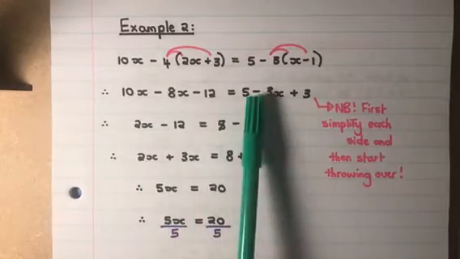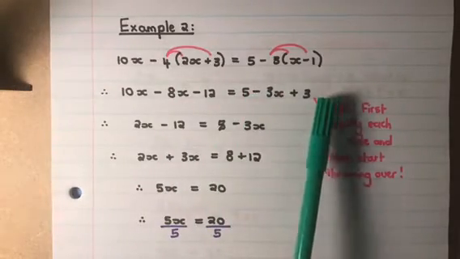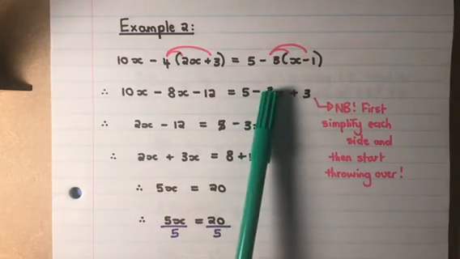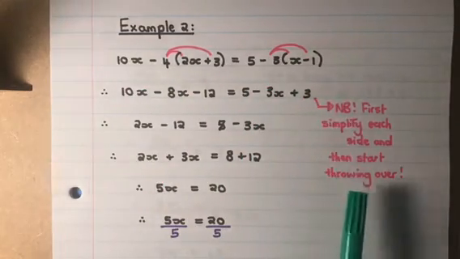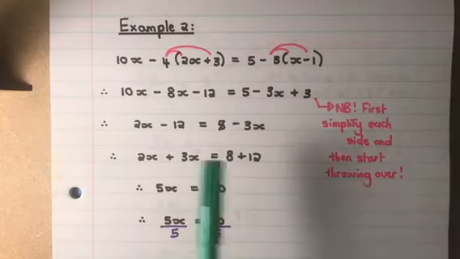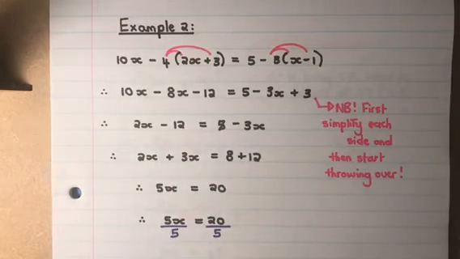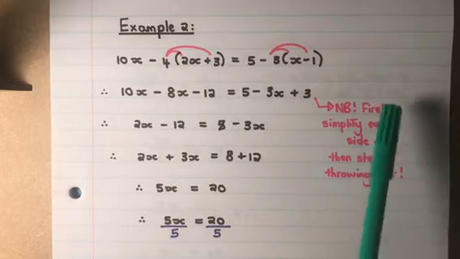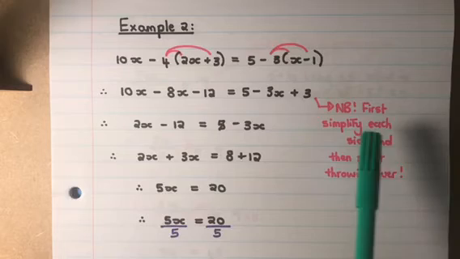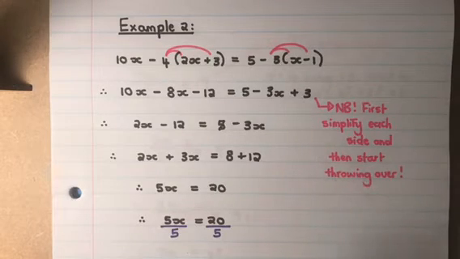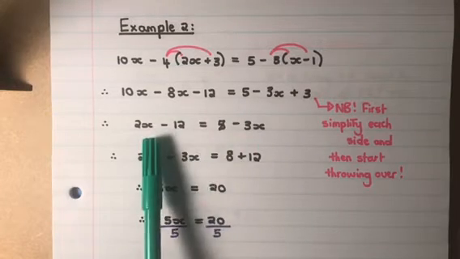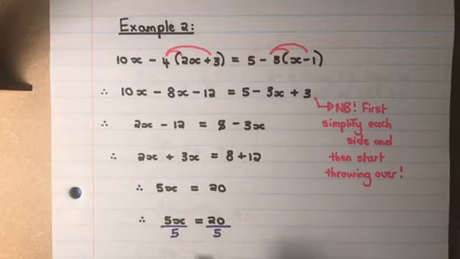Okay, once you have that, once you've distributed your brackets in, and especially if you've got like terms on one side and on the other side, please people, it's not a rule, but when you start throwing over lots of them, you are bound to make a mistake. So what I suggest is, please first simplify each side and then start throwing over. So once you can't simplify each side anymore, then throw over one term, and then you've got all your like terms on one side.